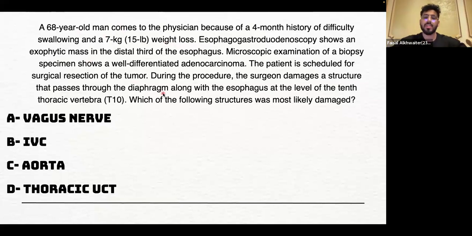So when you see an anatomy question in the exam, try to look for the important things. Skip. The surgeon damages a structure that passes through the diaphragm along with the esophagus at the level of the 10th thoracic vertebra. This is what's important. After you answer, read it all over again and you might find something important. When you see a question this long, just try to find the important things it tries to say. Okay?